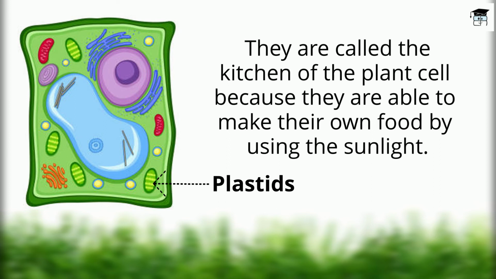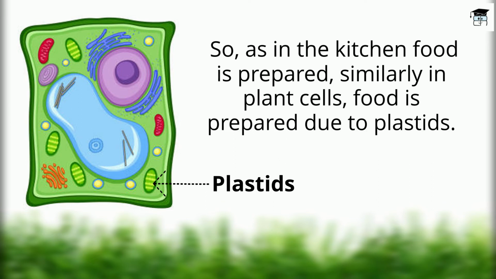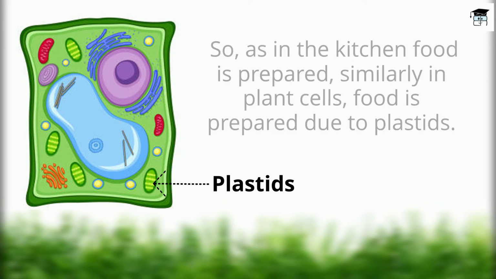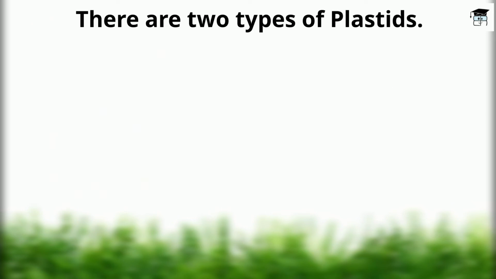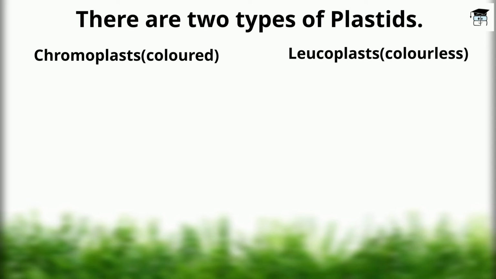They are called the kitchen of the plant cell because they are able to make their own food by using the sunlight. So, as in the kitchen food is prepared, similarly in plant cells, food is prepared due to plastids. This special type of cell organelle helps the plant in photosynthesis, storage and also provides color. We have two types of plastids: chromoplasts, colored, and leucoplasts, white or colorless.